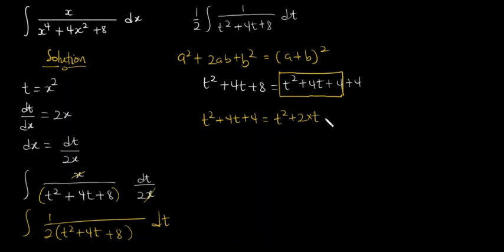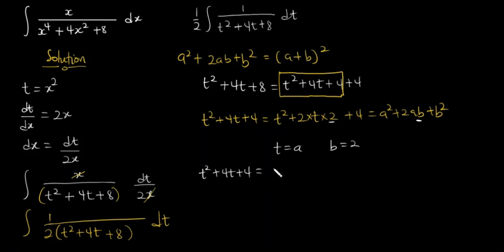and then plus 4. Now let's compare this to a squared plus 2ab plus b squared. In comparing it, you are going to see that our t will be equal to a, and our b will be equal to these 2 here. So b will be equal to 2. Right, so you can write t squared plus 4t plus 4 as (t plus 2) squared.